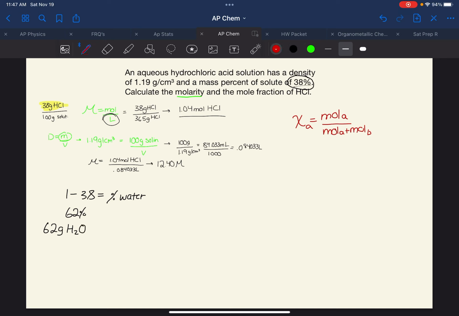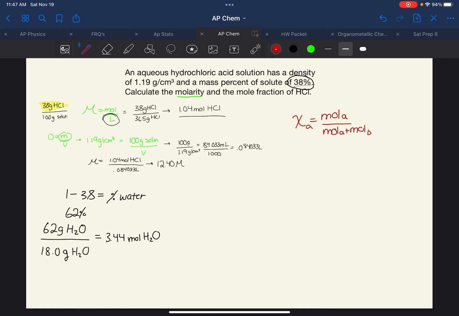Now we have to convert this to moles. In order to do so, we are just going to take the 62 grams and put it over the molar mass of water, which is 18.0 grams per mole of H2O, to give you a value of 3.44 moles of water here.